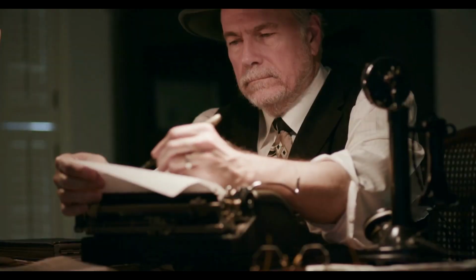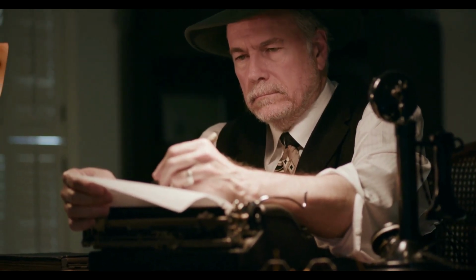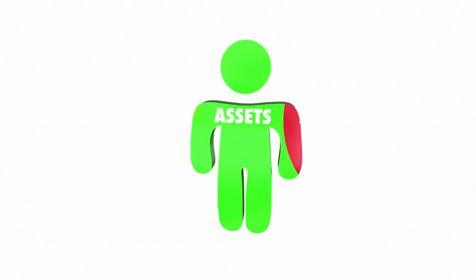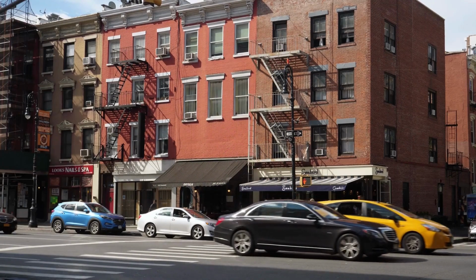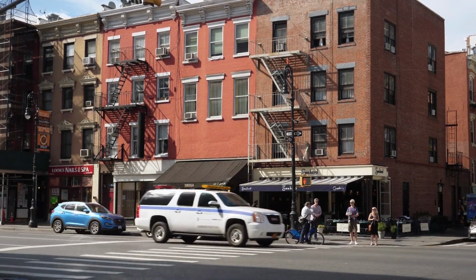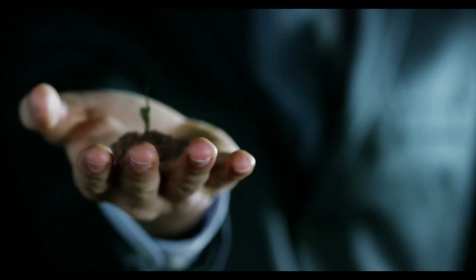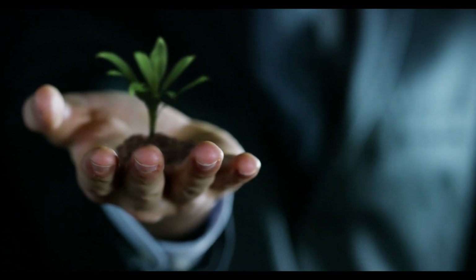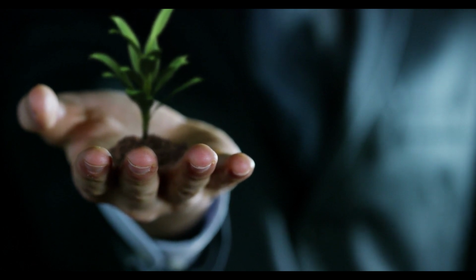One of the important points that Kiyosaki emphasizes throughout the book is the difference between assets and liabilities. He defines assets as things that put money in your pocket, such as rental property or investments, while liabilities are things that take money out of your pocket, such as a mortgage or car loan. He argues that the key to financial freedom is to acquire assets that generate passive income while minimizing liabilities.